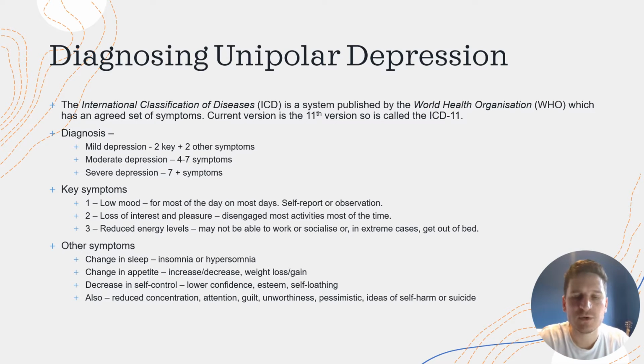So firstly, there's gradations, different grades of depression within there. So if you've got 2 of the key symptoms and 2 of the others, you'll have mild depression. If you've got 6 to 7 of the symptoms, you'll have moderate, and more than 7, you'll have severe. So what are the symptoms?